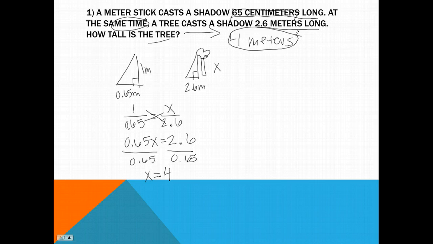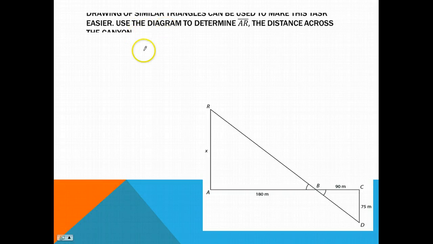Number 2, we're told, and that got cut off on here, but it's on your paper, finding the distance across the canyon can also often be difficult. A drawing of similar triangles can be used to make this task easier. Use the diagram to determine AR, the segment across the canyon. So AR is the segment we're using. Now here we have similar triangles.